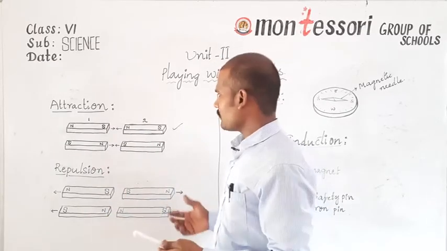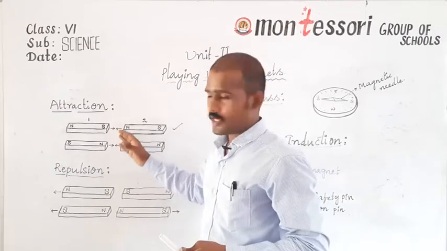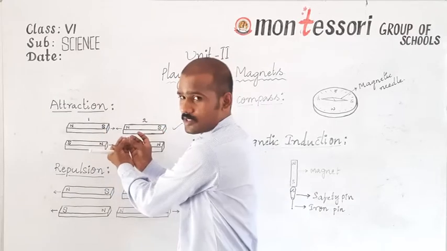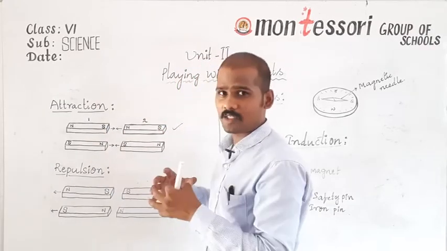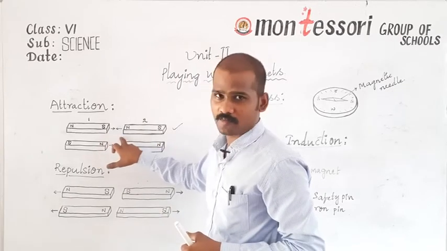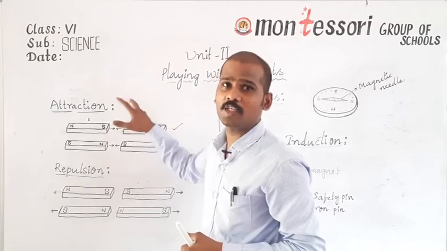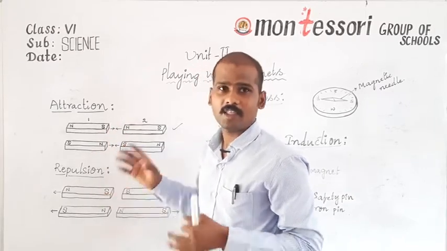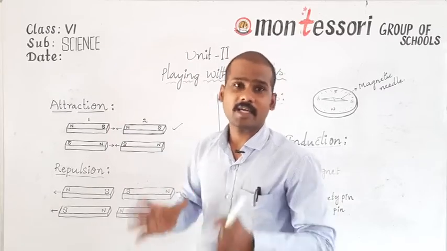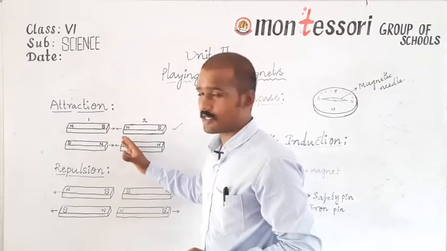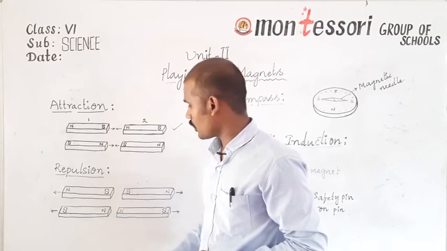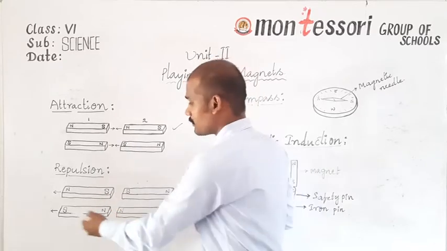If you take any two magnets and bring the poles of these two magnets together, we can observe one special type of behavior. If you bring unlike poles of any two magnets together, they will attract. The unlike poles of magnets always attract. But if you perform the same activity with like poles, that means south with south or north with north, they will repel.